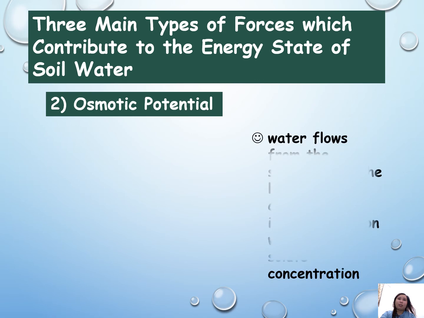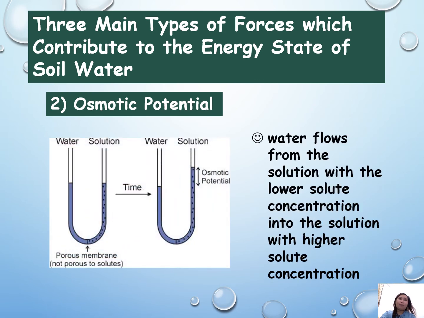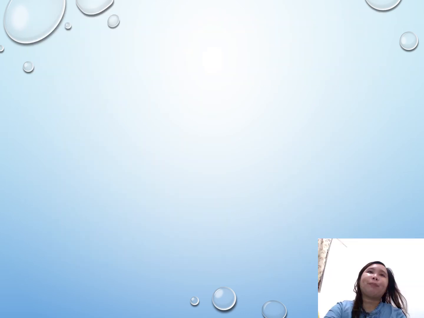So in this illustration, you can see that wherever the solute concentration is higher, that is where the direction of water flow is. So from the solution with lower solute concentration, water flows into the solution with higher solute concentration. That is for osmotic potential in the soil.